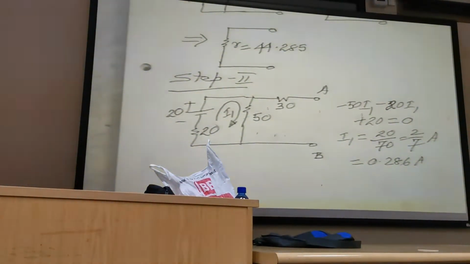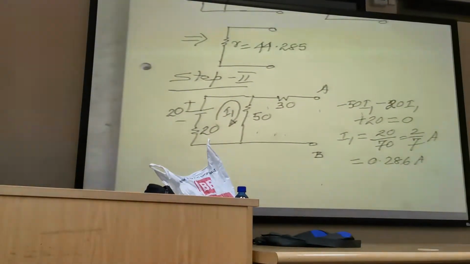Now we need to find out the drop plus 20, and here, if we work from there to there, minus 20 plus 20, we have to find out VAB. We have to find out VAB. But if you need to find out V of A with respect to B, tell me whether you will walk from A to B or from B to A.